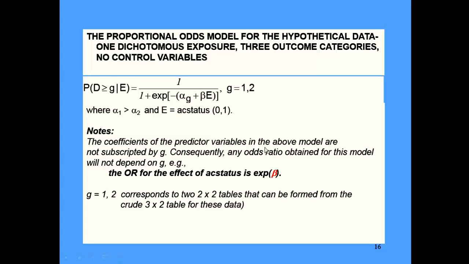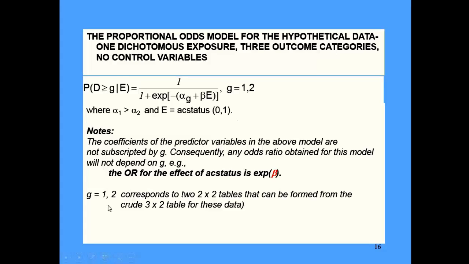So that's what I'm saying. The coefficients of the predictor variables, there's only one here, are not subscripted by G. So any odds ratio for this model doesn't depend upon G. That's another way of saying what we mean by the proportional odds assumption. The proportional odds assumption is one way of saying that when you use this model, you're only going to get a single odds ratio for any expression about the exposure variable of interest. You're not going to get several odds ratios.